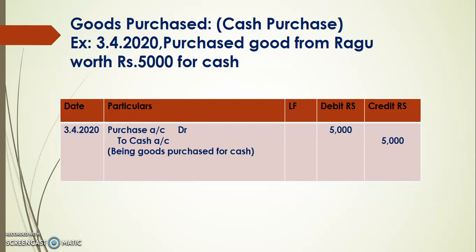Can you understand? Okay. So, here the cash purchase is made. So, the journal entry is purchase account debtor to cash account. So, at the time of purchase, cash goes outside. So, when cash goes outside, we have to credit the cash. So, purchase account debtor to cash account.